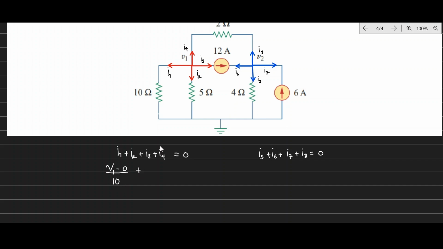What about I2? I2 again is moving from V1 to the ground. So this will be V1 minus the voltage of the ground, which is 0, divided by 5. Plus, what is I3?